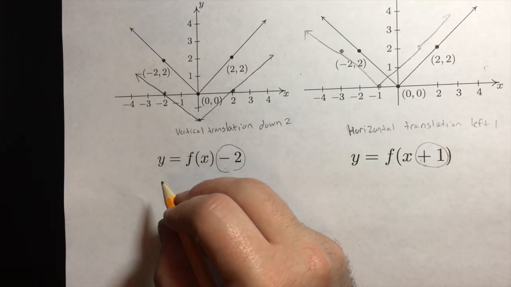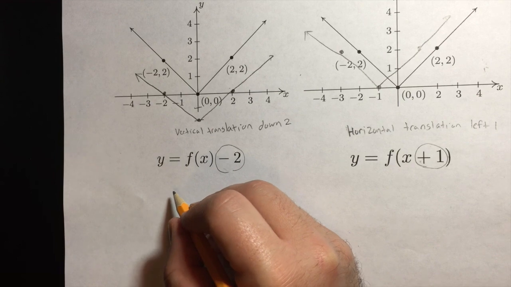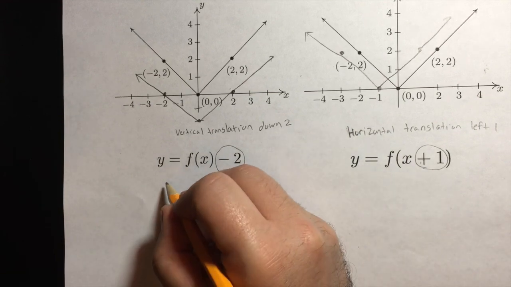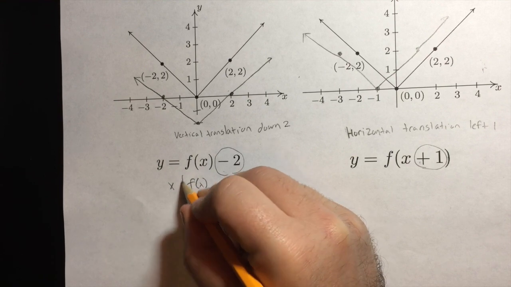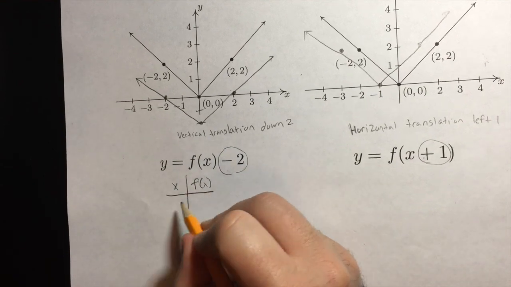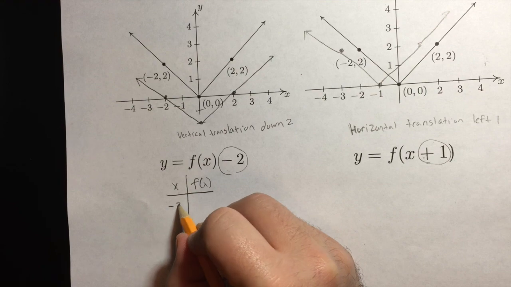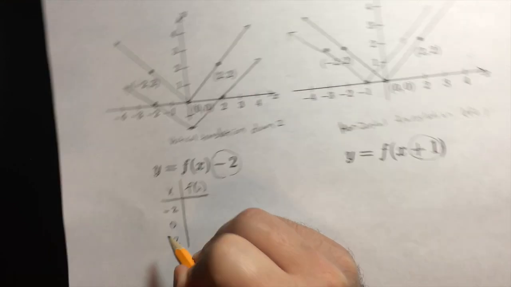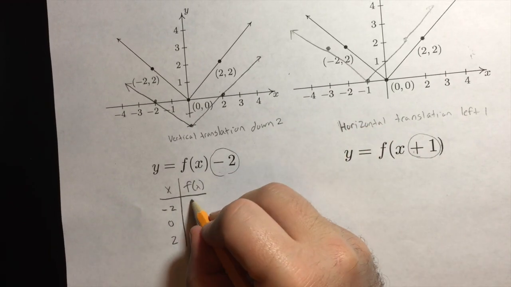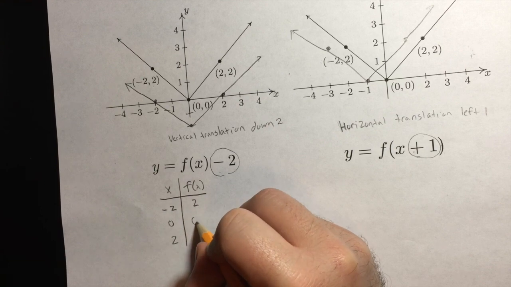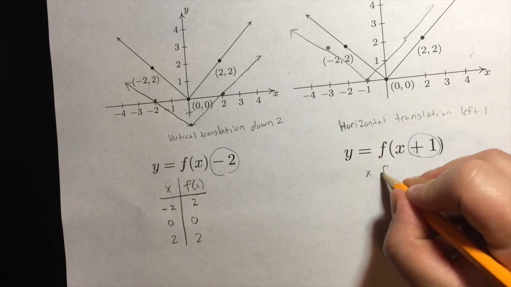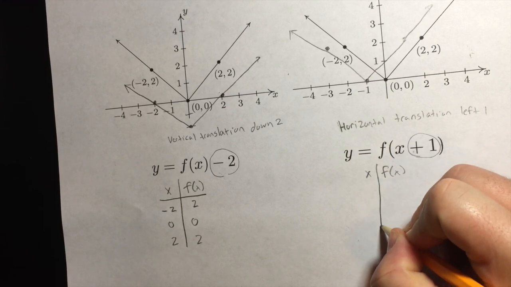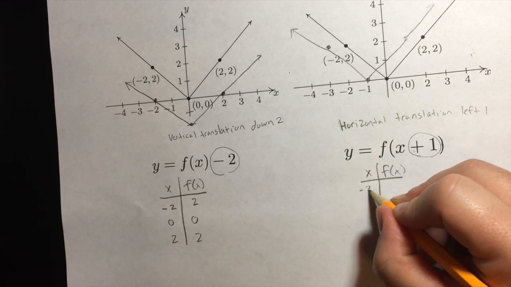So what do our new tables look like, though? We have to be able to make tables. So let's create our tables down here. I'm going to go ahead and make all the original function tables and then show how we modify to get our new ones.